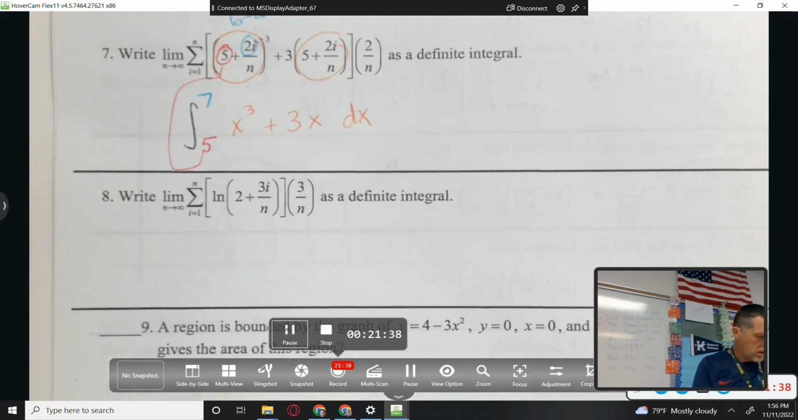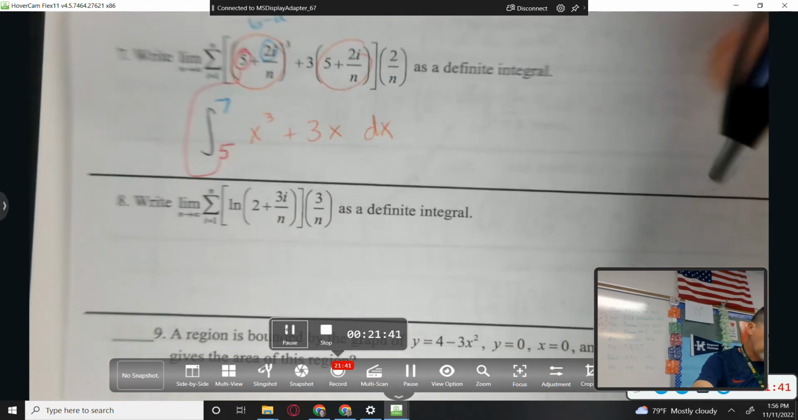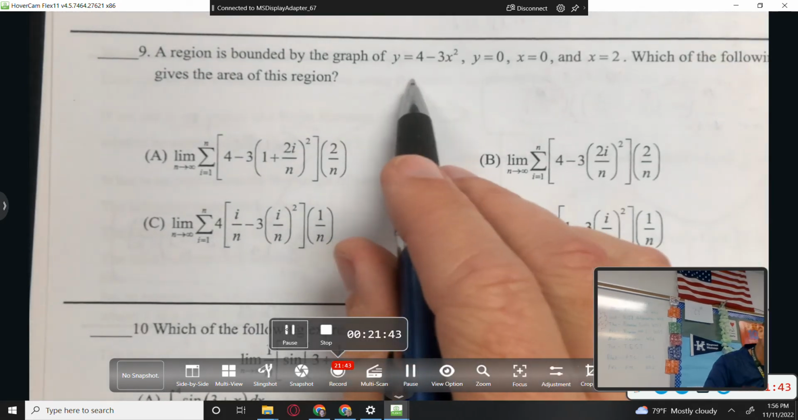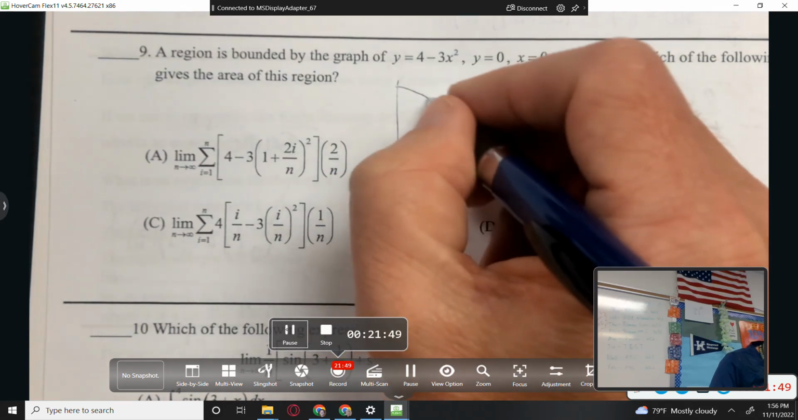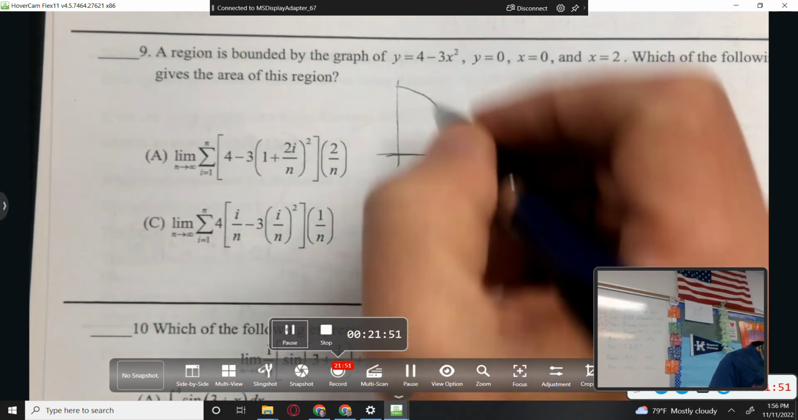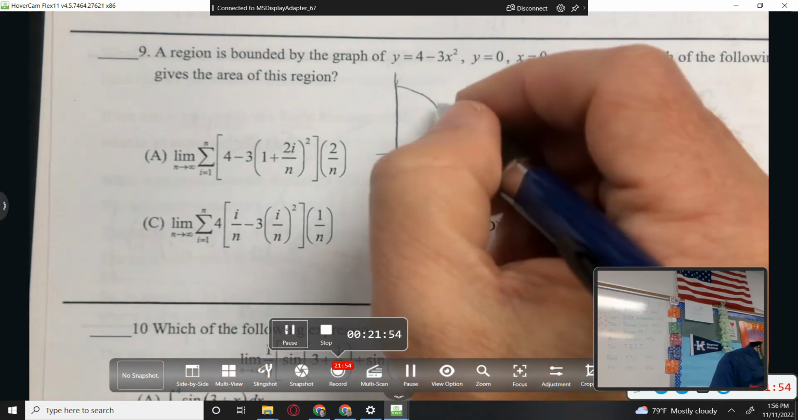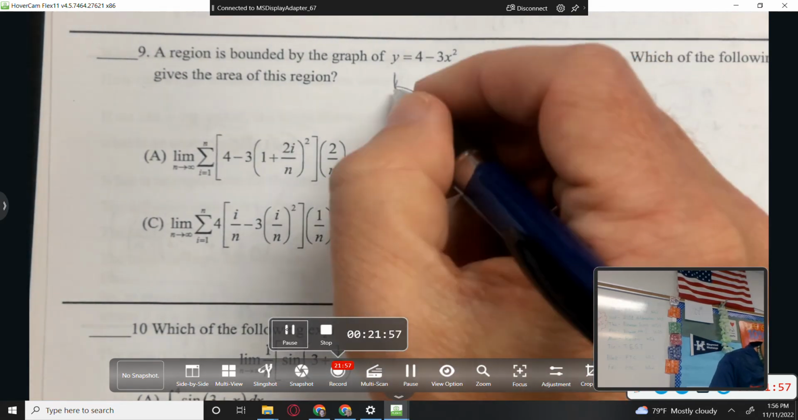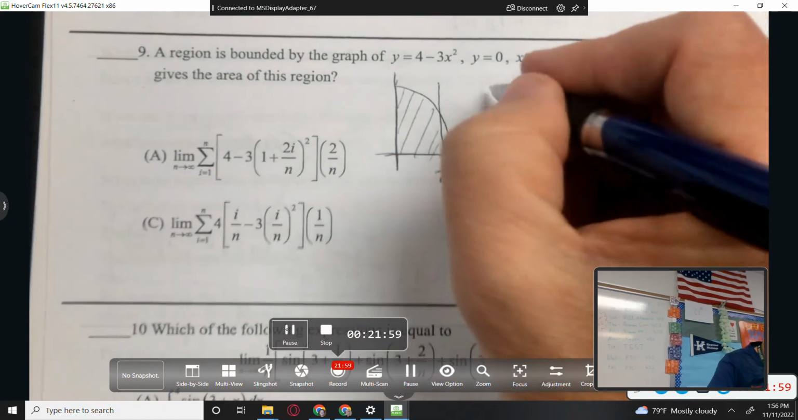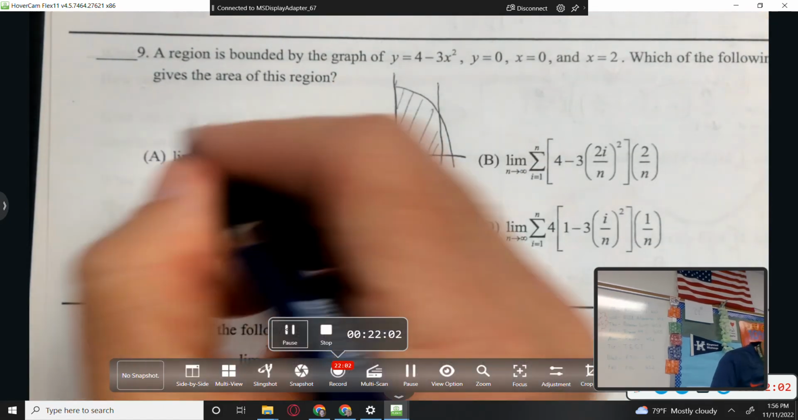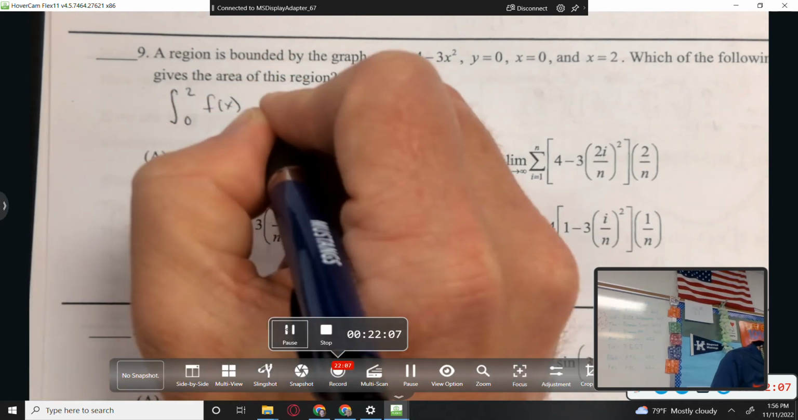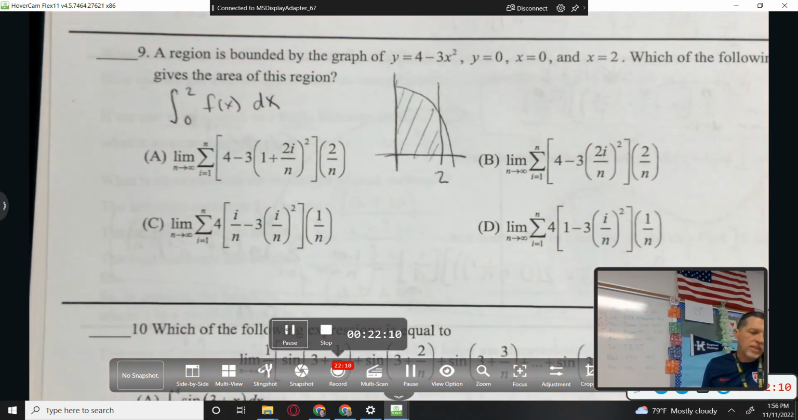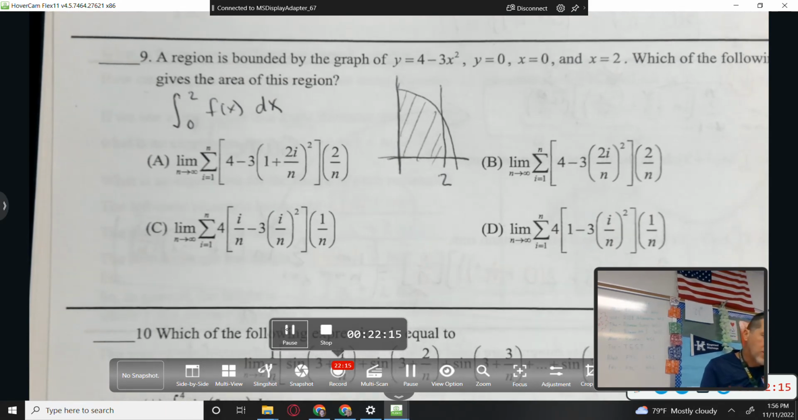What is number 9 doing? So let's skip number 8 and go to number 9. A region is bounded by the graph of y equals 4 minus 3x squared, something like that, x equals 0, y equals 0, and x equals 2. Oh, so it's trying to tell me how to set up. So I want to go 0 to 2, f of x dx, of 4 minus 3x squared.